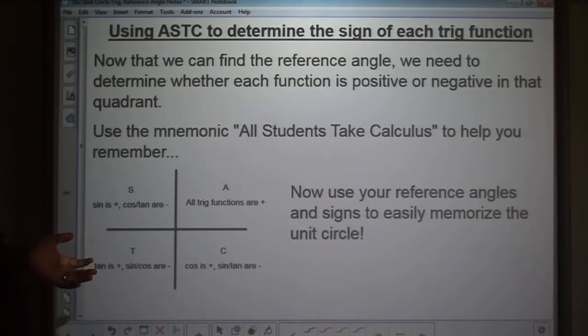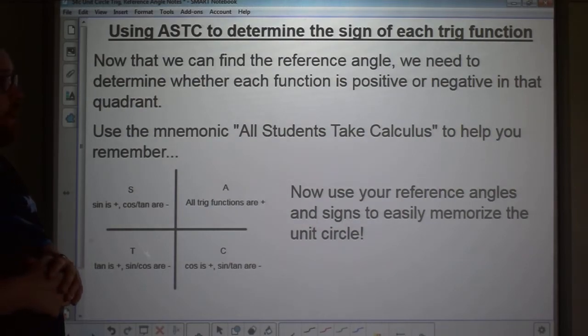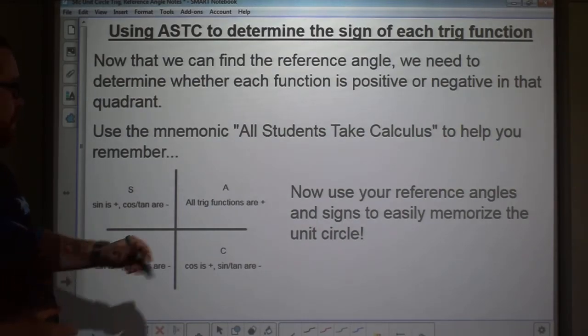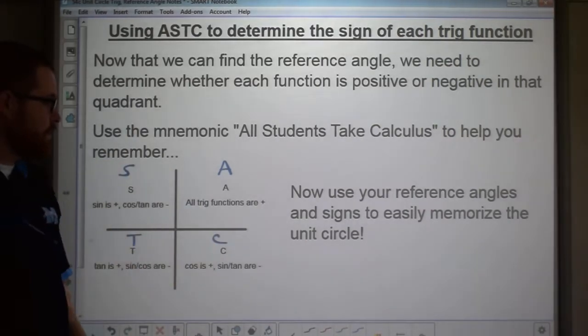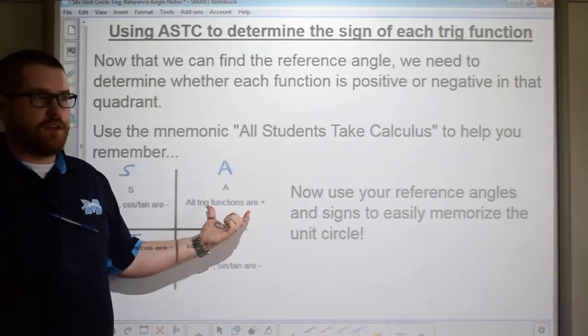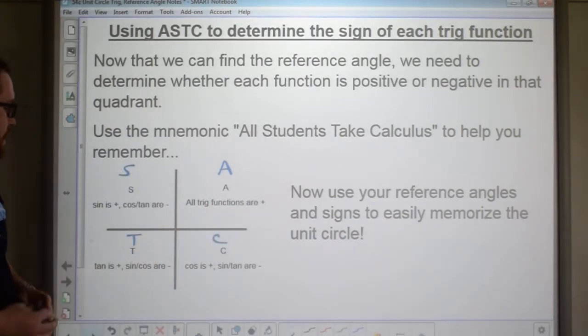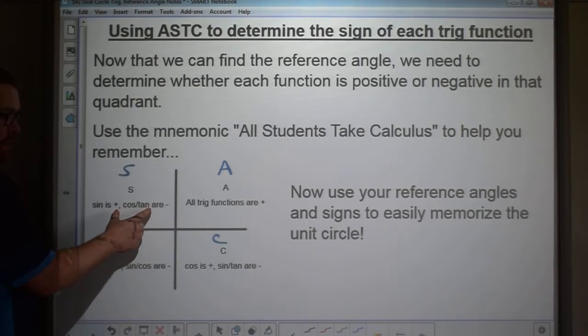Now that we know the reference angle, we need to determine whether it's positive or negative. The mnemonic, all students take calculus, will help you. All students take calculus. In the first quadrant, all the functions are positive. Sine's positive, cosine's positive, tangent's positive. Here, sine is positive, cosine and tangent are negative.